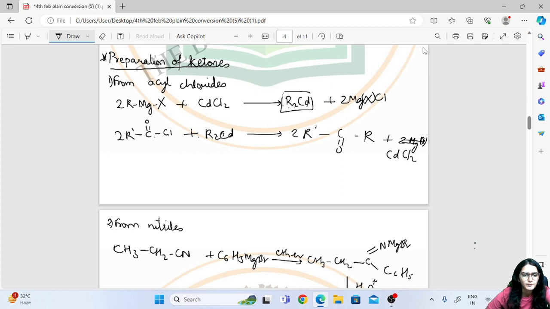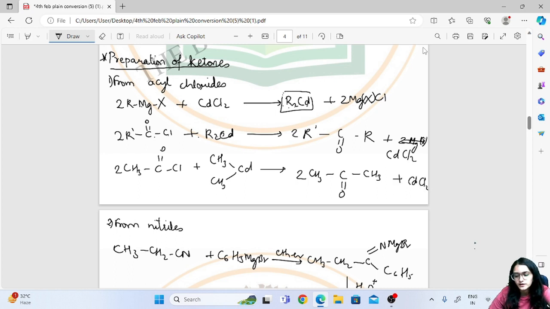Okay, so let us take an example here. If I take 2 CH3COCl plus (CH3)2Cd, it gives me 2 CH3COCH3 plus CdCl2. So this particular ketone I will get after adding the reagent, that is R2Cd, dialkyl cadmium.